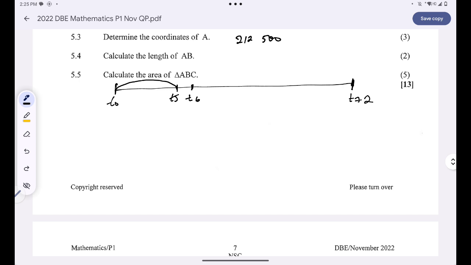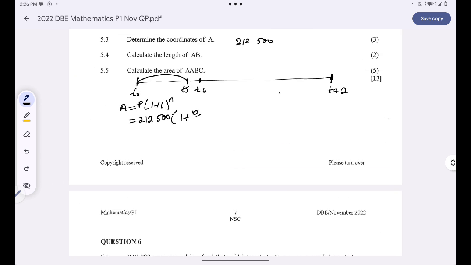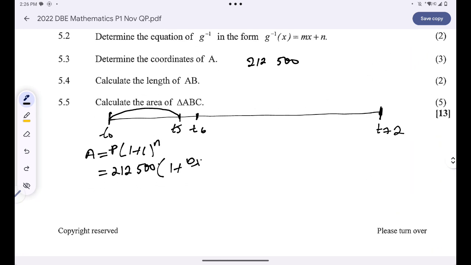So this amount of money will accumulate interest for the first 5 months. Why? Because Thabo is not paying anything. So we'll simply have A is equal to P(1 plus i) to the power n. It's 212,500, 1 plus, and how many percent? 13% compounded monthly, so it's 0.13 over 12. Thabo missed 5 payments.